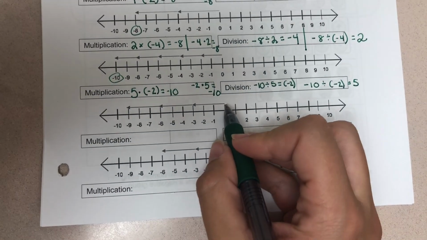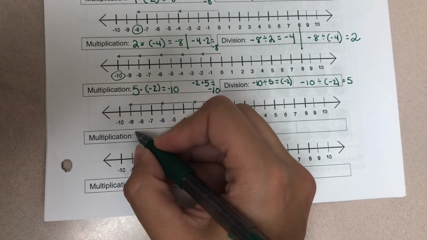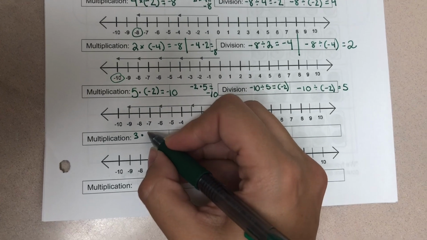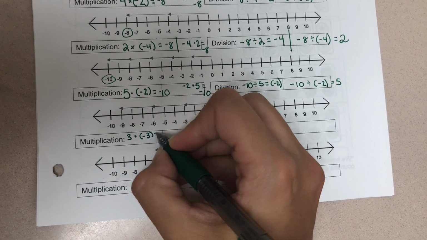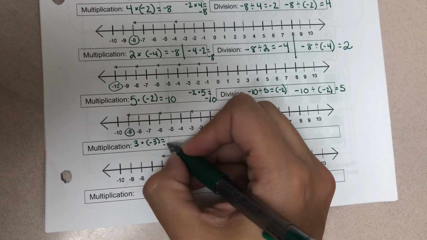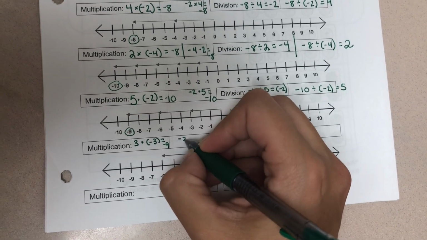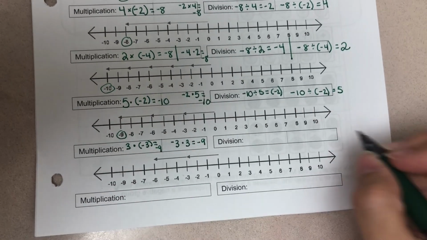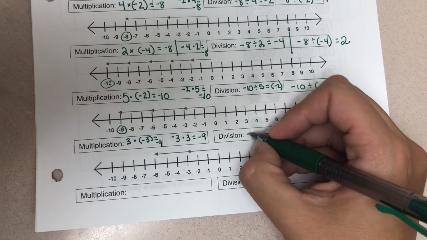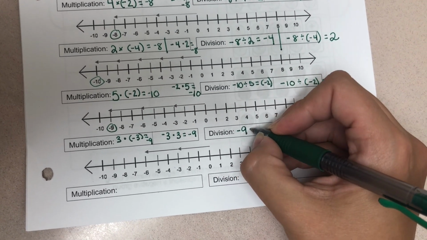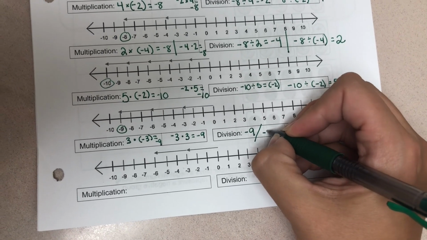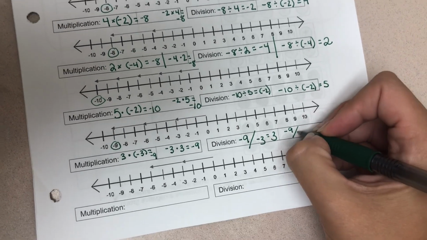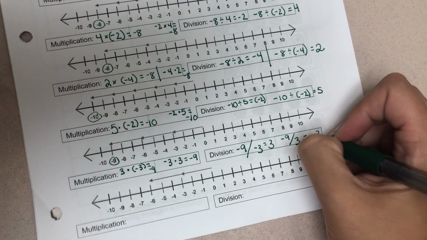All right, looking at this one, I have 1, 2, 3 arrows. The number of arrows is my positive, times they're moving in the negative direction. So that gives us negative 9. And I could also say negative 3 times 3 equals negative 9 because I'm just reversing this order. So the fact family would go negative 9 divided by negative 3 equals positive 3, or negative 9 divided by positive 3 equals negative 3.